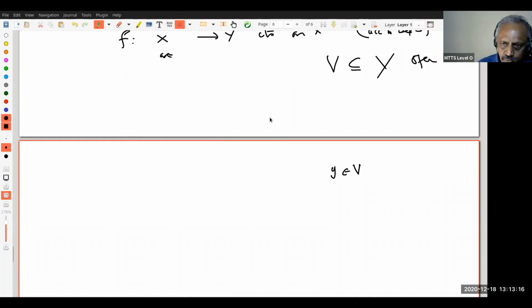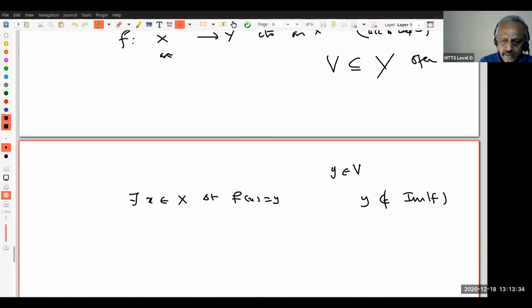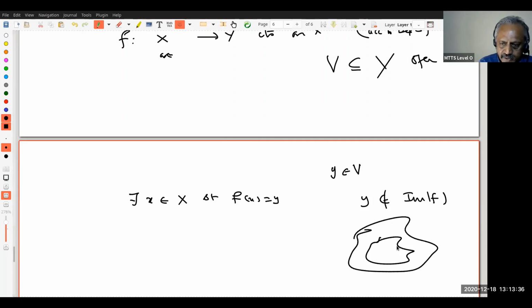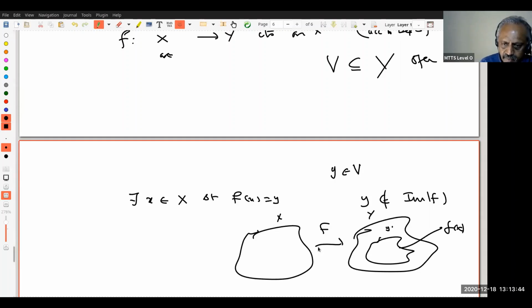Suppose y is in V. There are two possibilities. There may exist an x in X so that f(x) equals y, or y is not in the image. So this is my X, this is my f, this may be the image, this may be my f(x), and y may be here in that case. You understand that? Right.